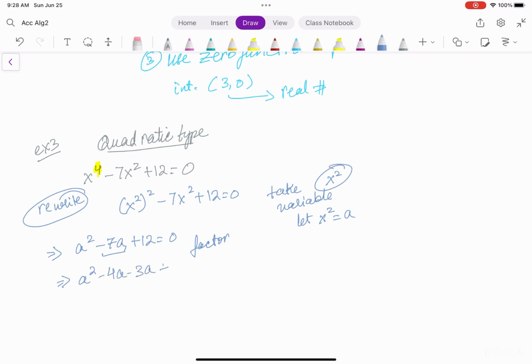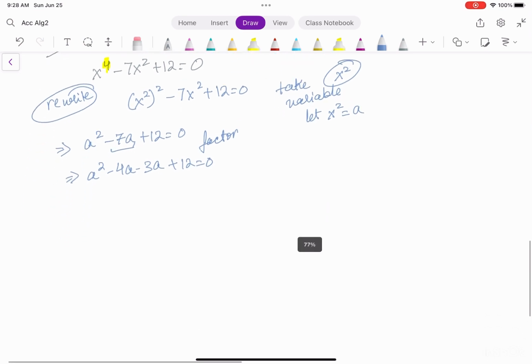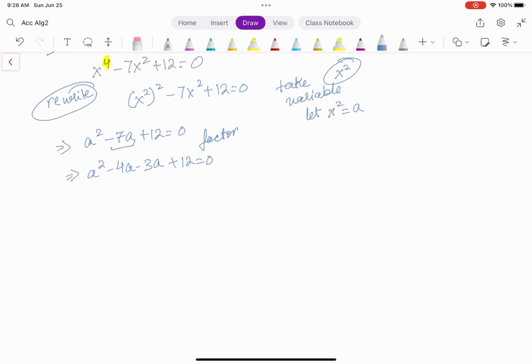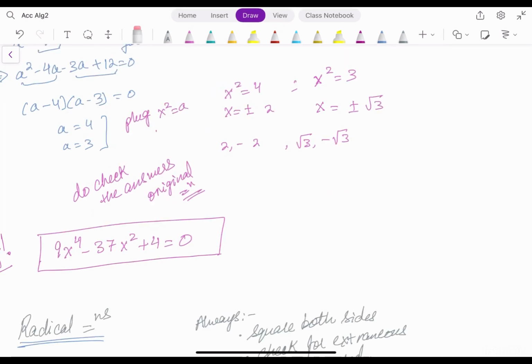I can factor negative 7a into negative 4a and negative 3a, and you will get the lovely roots as a minus 4 and a minus 3 is equal to 0. Now with that we will get a is equal to 4 and a is equal to 3, but that is not your final answer, because remember we plugged a for x squared. So let's plug x squared back. When you plug x squared back, you will get plus minus 2 and plus minus radical 3.